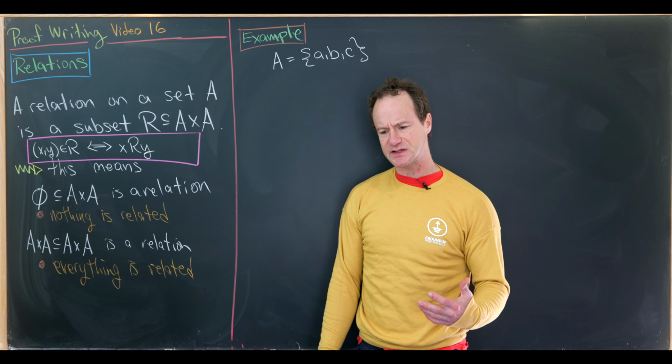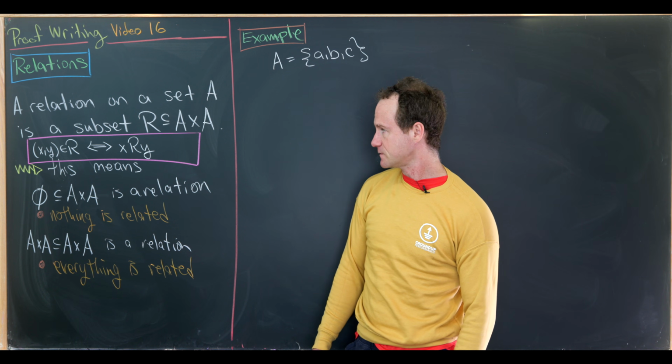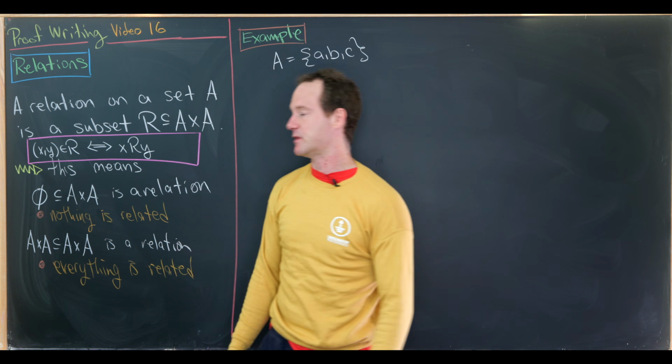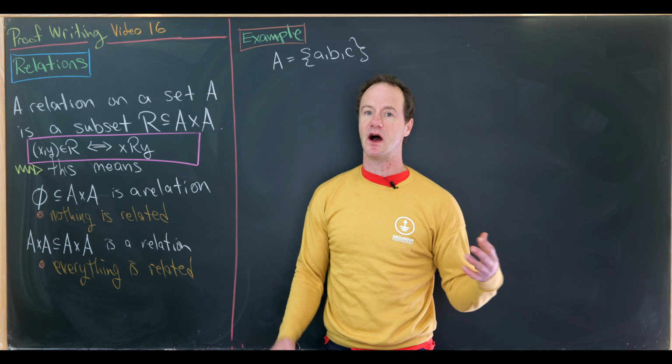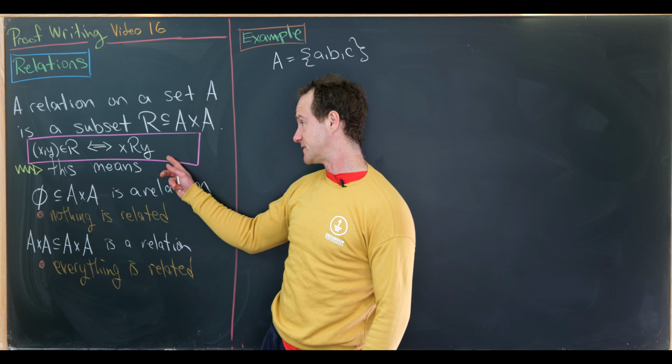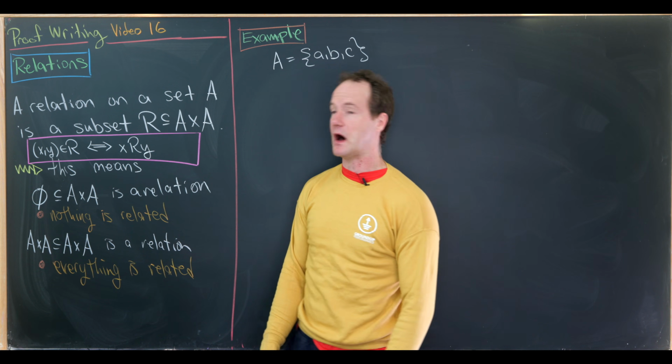Okay, now I'd like to say a little bit about notation. So often, if an ordered pair (x, y) is an element of R, then we say that x and y are related via R, and often we write x R y.